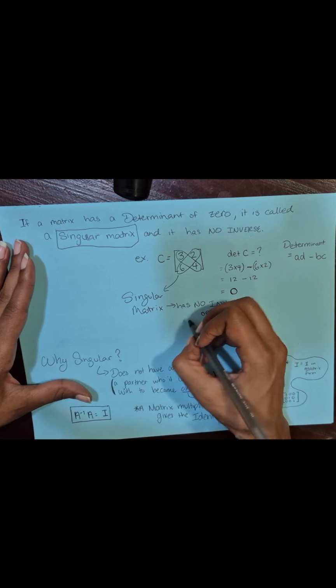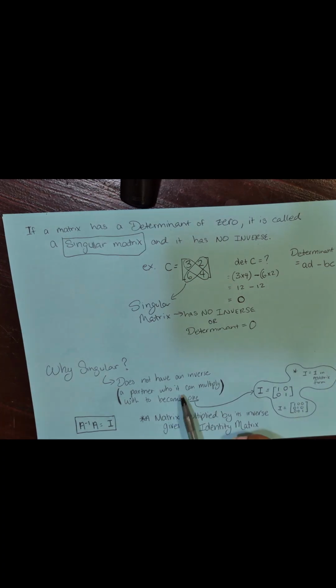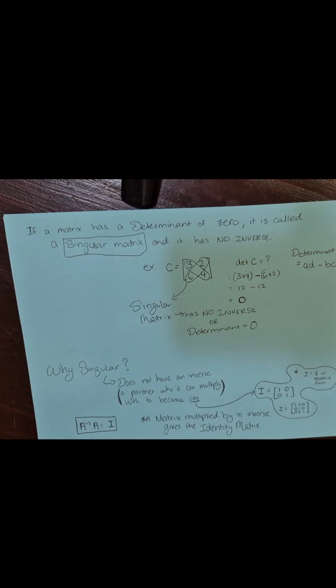Or you could say it means the determinant equals 0. Why do we call these matrices that don't have inverses singular? We call it singular because it does not have an inverse. And an inverse is actually a partner who you can multiply with to become one. Just like in the Bible, you know, when two people get married, they become one and they be fruitful and multiply.